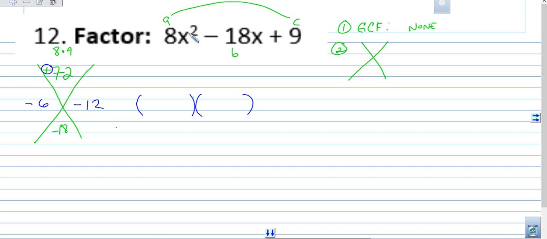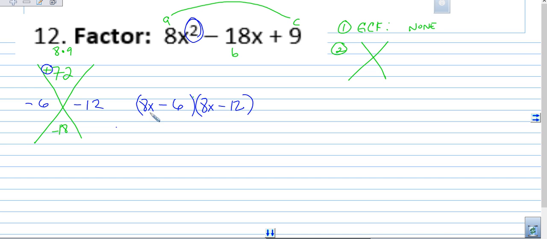Now we're going to draw our two factors. Okay? We're going to put our a and the x, our a and the x. And it's really half of the number of x's. So if I have x squared here, it's going to be 1. If I had x to the fourth, it'd be 2. Okay? And then you put negative 6 and negative 12.